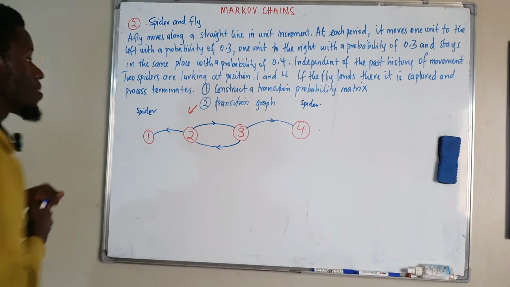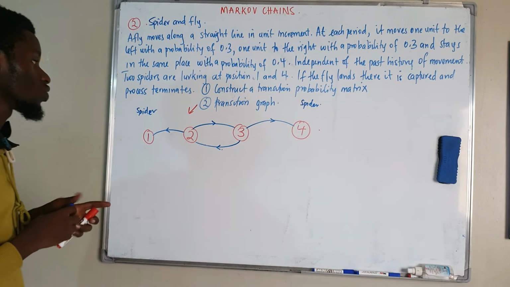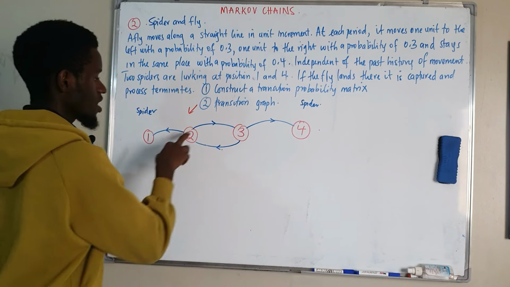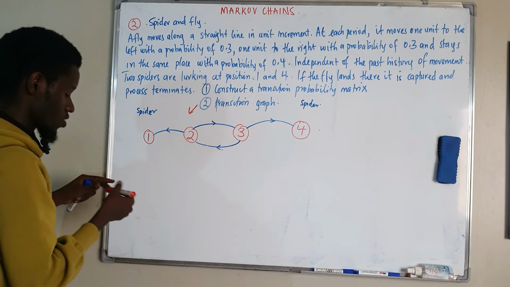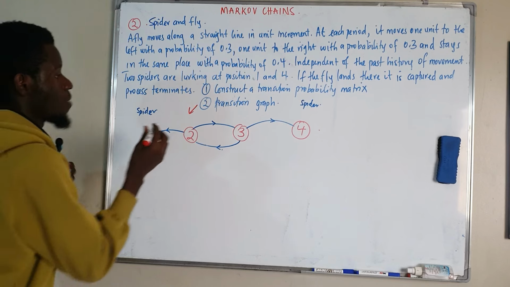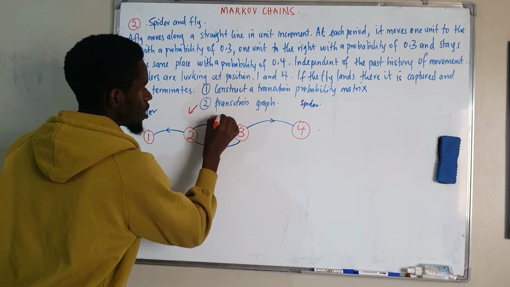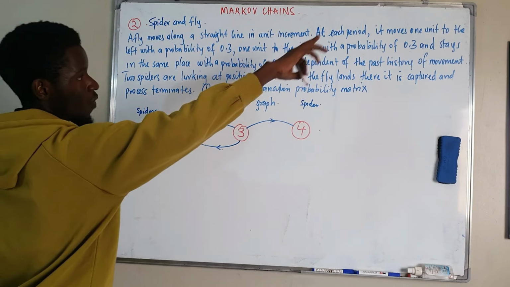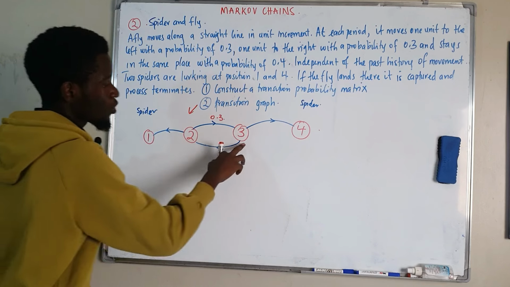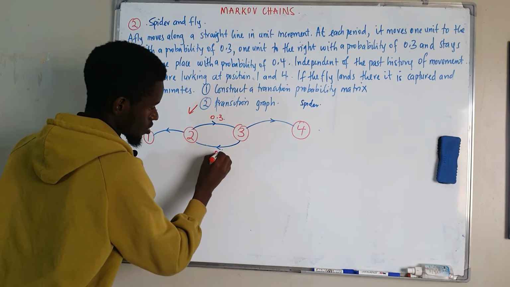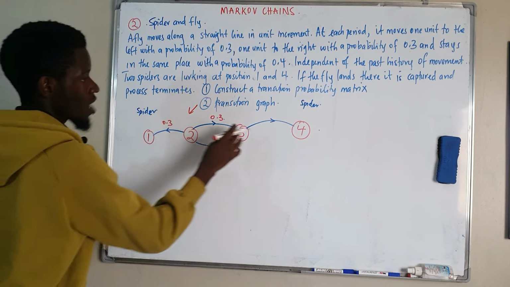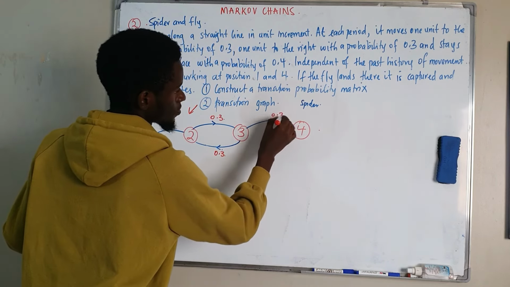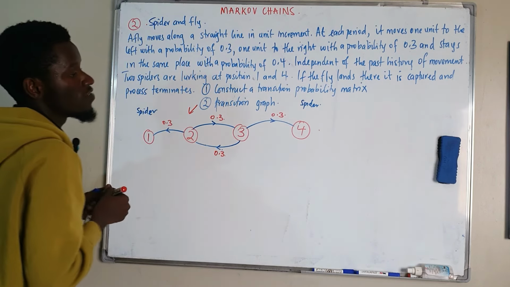Therefore, we want to see the probabilities for the fly. If I'm at 2, I can either move forward or move backward. If I move forward, I move with a probability of 0.3, as the question states that the probability of moving forward is 0.3, and the probability of moving backward is 0.3. From here to here is backward, 0.3. So from here to here is 0.3. But remember now, there's no probability of me leaving 4.